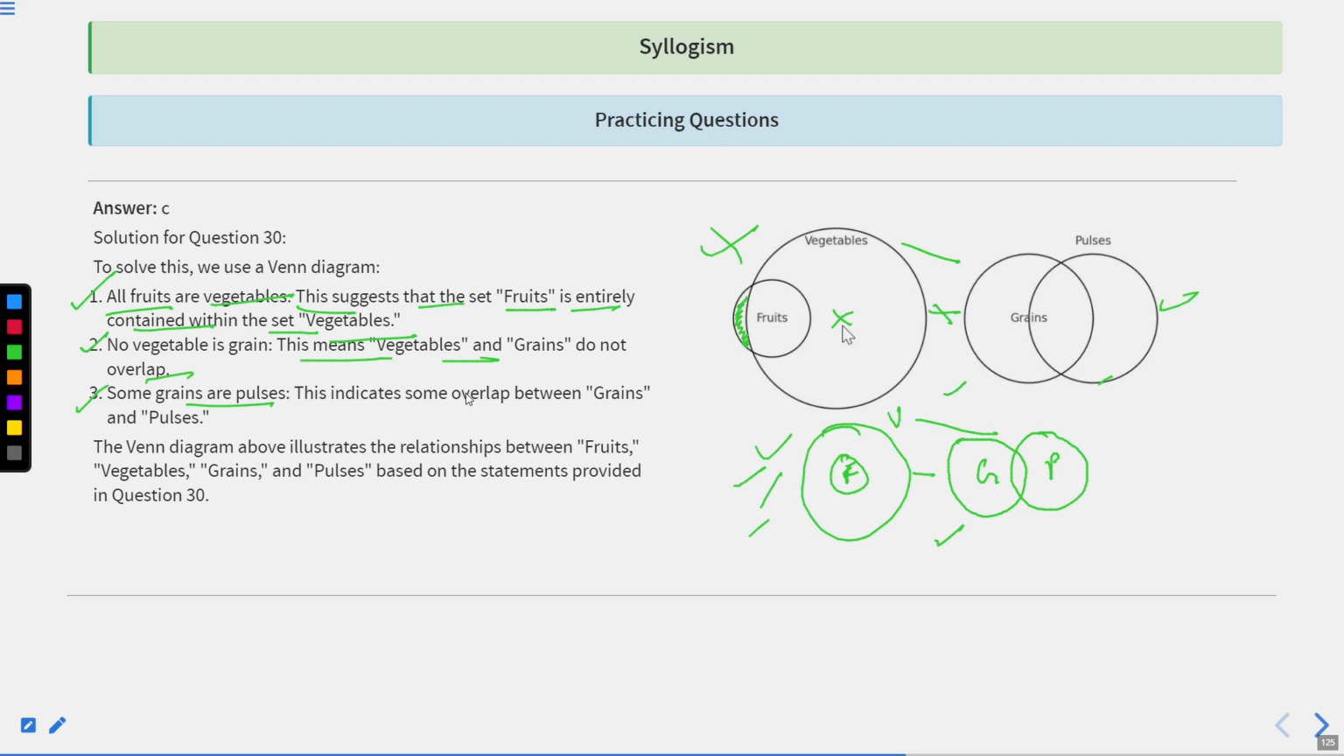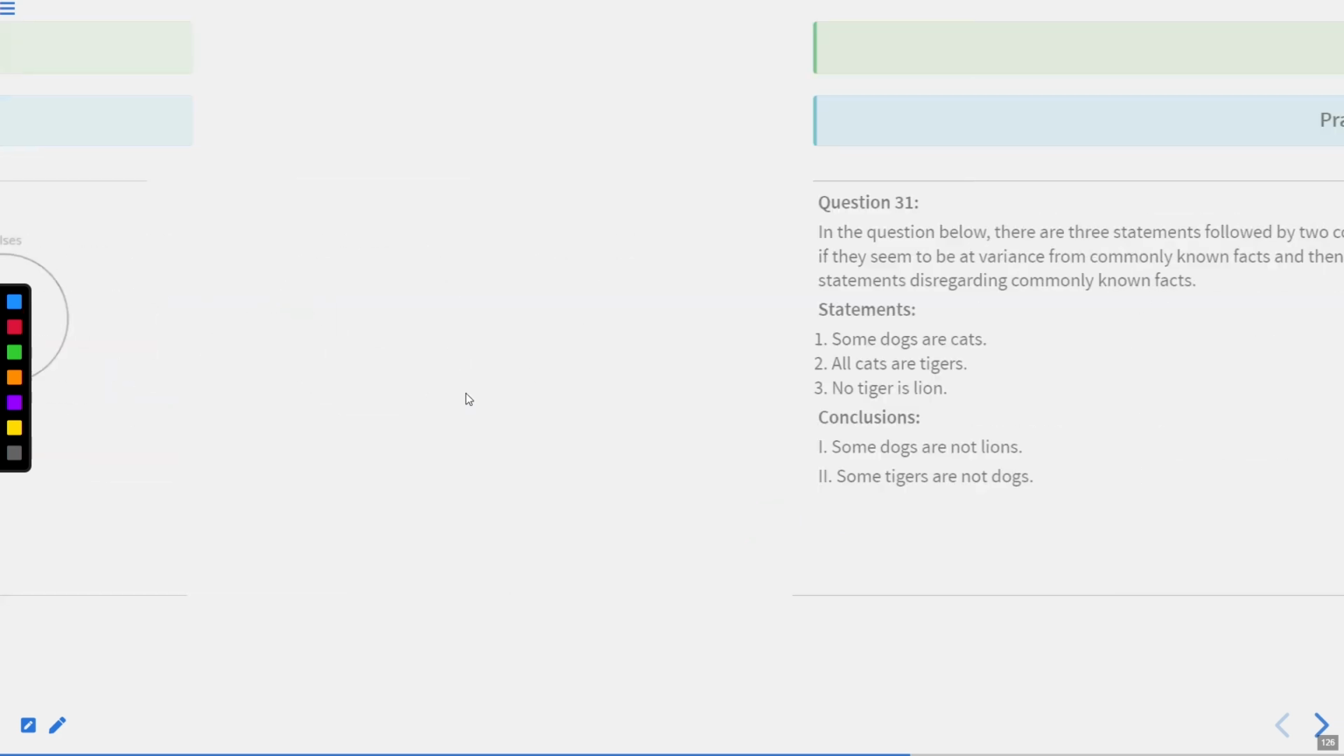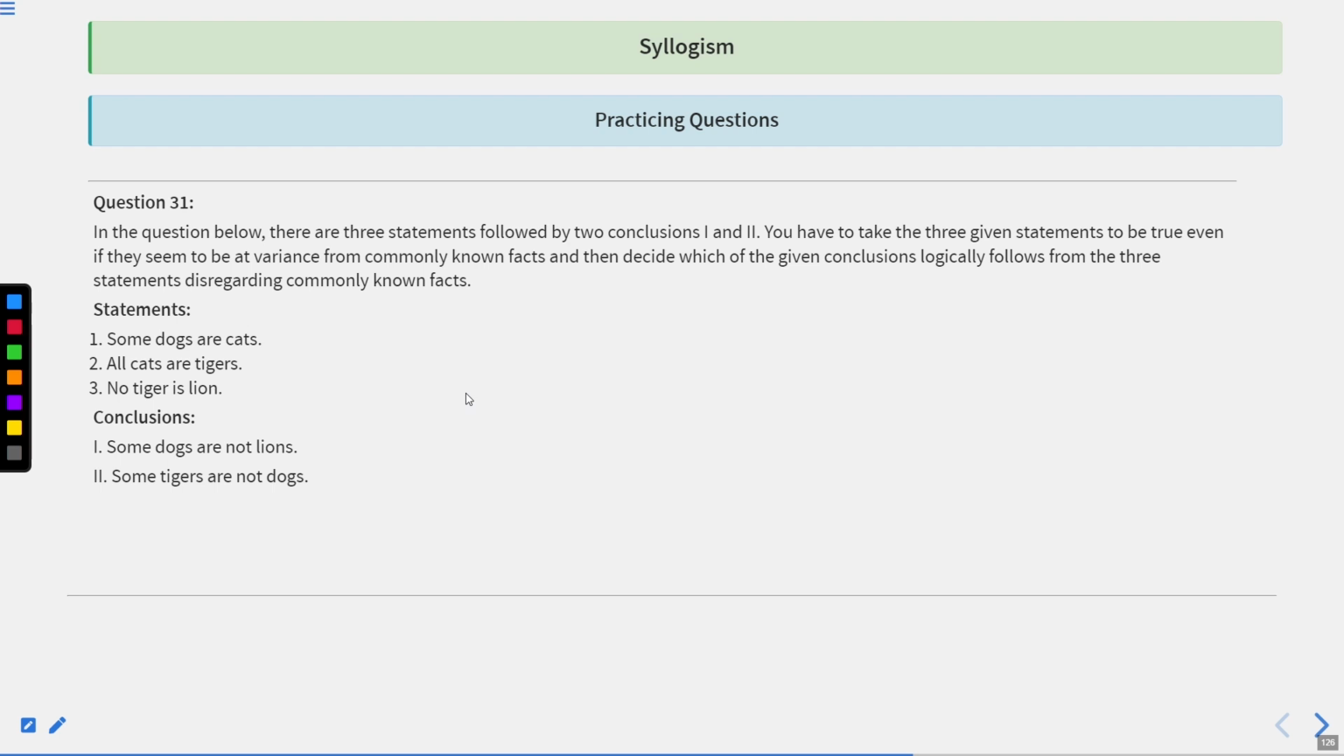Again, my dear students, we are moving to the next question. I will again give you 10 seconds to draw the diagram. So the next question that is in front of you, please answer the question. Please draw the Venn diagram according to the statement that has been provided.